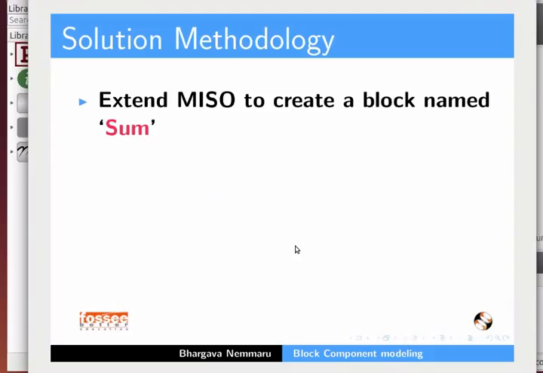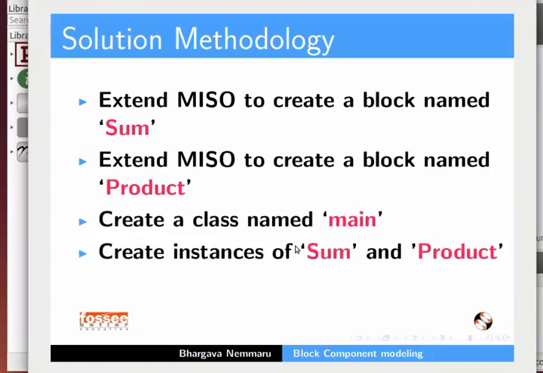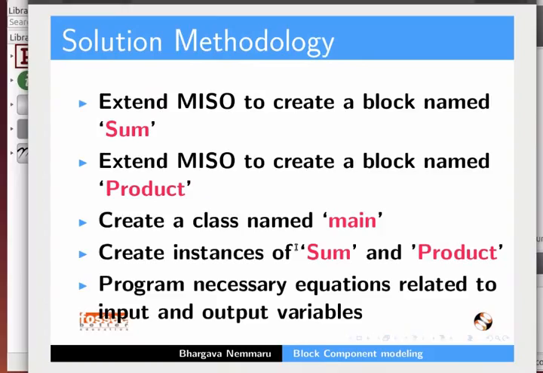Extend MISO block to create a block named sum. We have learnt about extending a class in previous tutorials. Extend MISO to create a block named product. Create a class named main. Create instances of sum and product blocks in the main class. Lastly, program the necessary equations related to input and output variables. Note that sum corresponds to the sum of signals, whereas product corresponds to the amplification of signal.